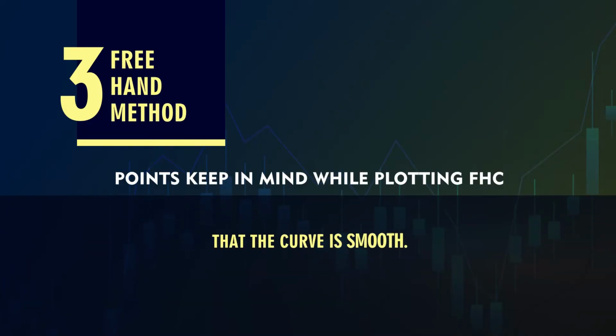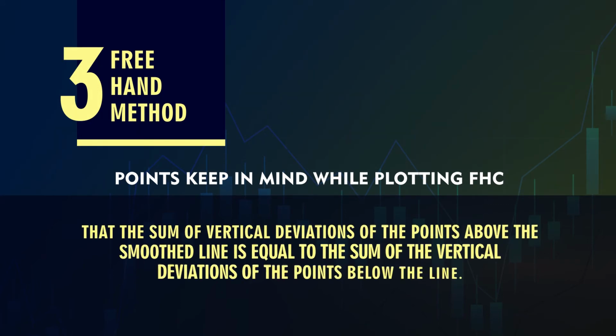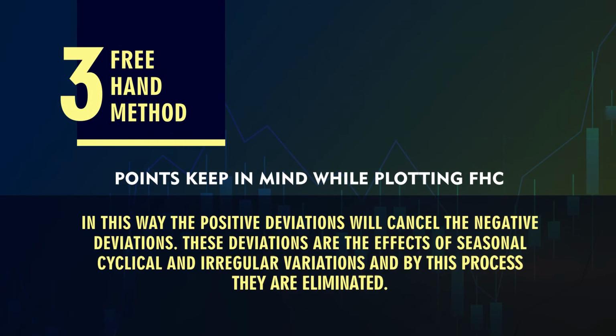So the following points must be kept in mind in drawing a freehand smooth curve. Number one, the number of points above the line or curve should be equal to the points below it. The sum of vertical deviations of the points above the smoothened line is equal to the sum of the vertical deviations of the points below the line. So in this way, the positive deviations will cancel the negative deviations, and these deviations are the effects of seasonal, cyclical and irregular variations, and by this process they are eliminated.